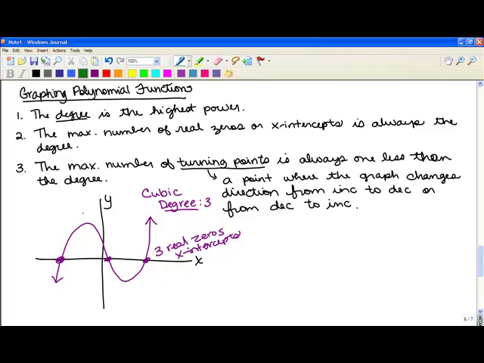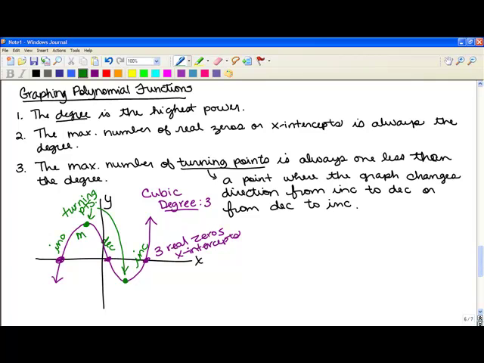Now looking at the turning points, they are where the graph changes direction. So over here on the left side, it is increasing, and then here in the middle, it's decreasing, and then on the right side here, it is increasing again. So these particular points that I highlighted are called turning points. Got one there and one there.